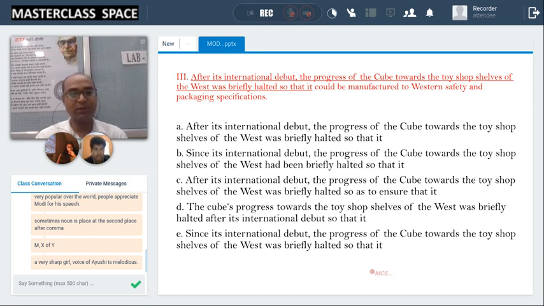Which is the best option? I would say D, maybe. Okay, Parnav. I was thinking the same thing. Yes, it is D. As I said, after its international debut, progress cannot debut at all. So we need a noun that should debut, and that is the cube. Why? Because the cube is a product, right?